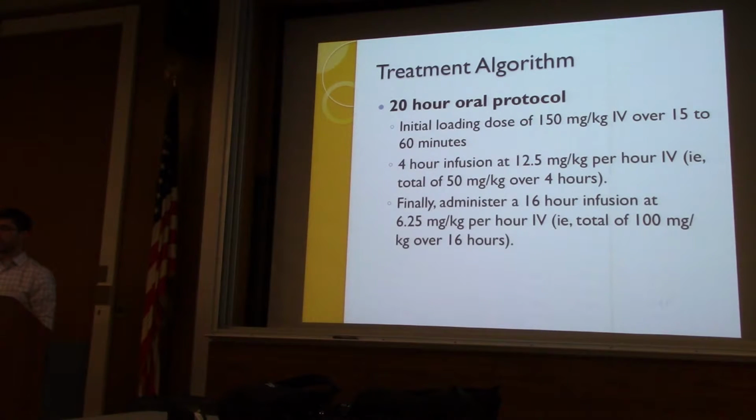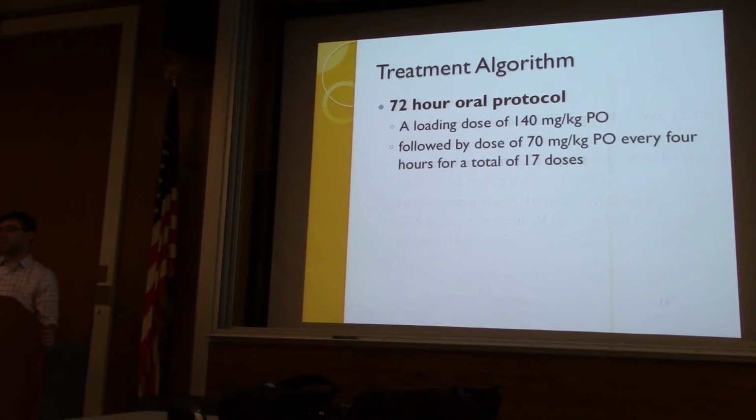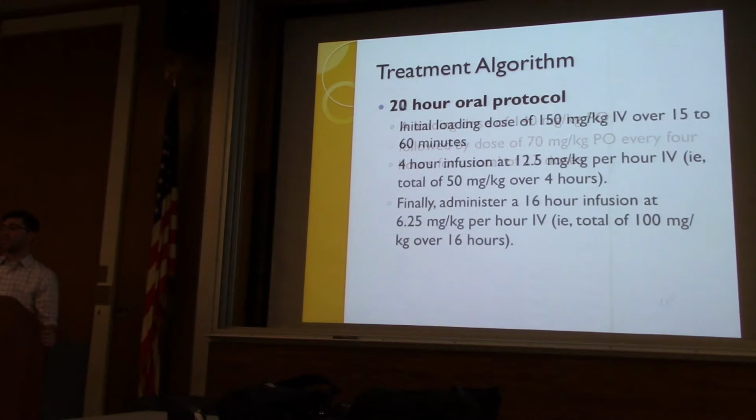Whereas the 20-hour, which is really 21, you give an initial loading dose. That should be given over 15 to 60 minutes. UpToDate recommends 60 minutes for that initial loading dose, and then various infusions over the next couple of hours until you get to 20 hours. The problem with the 20 hours is that it often doesn't treat your entire toxicity, so you may need more at the end. Whereas the problem with the 72-hour is that it potentially overtreats. So it's finding a balance between the two.